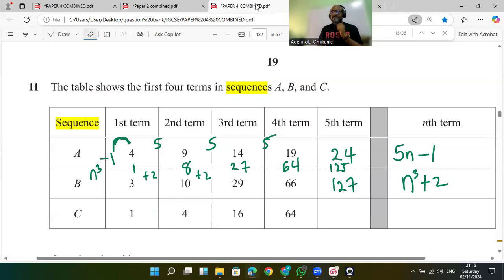So what you do, since you know you're multiplying by 4, is you write every single thing in that sequence as a power of 4. So this 1 is 4 raised to the power 0, 4 is 4 raised to the power 1, 16 is 4 raised to the power 2, 64 is 4 raised to the power of 3.